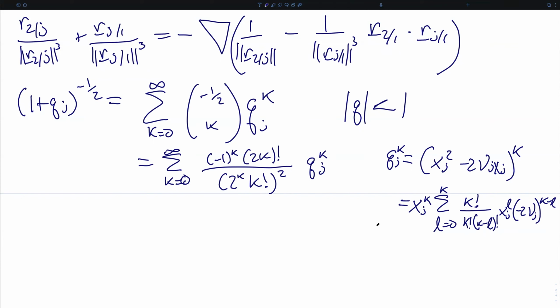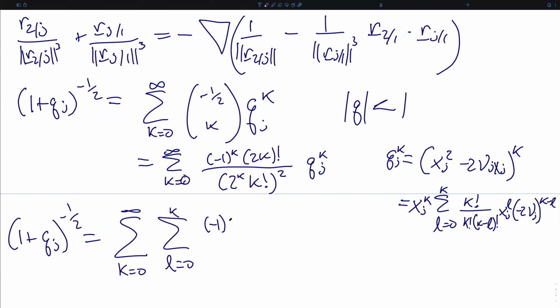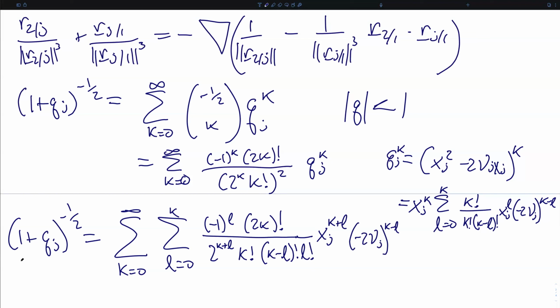We take this, we plug it into here, and we now have one over the square root of 1 plus q_j is equal to the double summation, k equals 0 to infinity, l equals 0 to k, of negative 1 to the l, (2k)! over 2 to the k plus l, k factorial, (k minus l) factorial, all times x_j to the k plus l power times quantity negative 2 nu_j to the k minus l power.